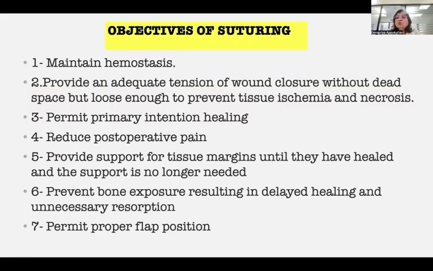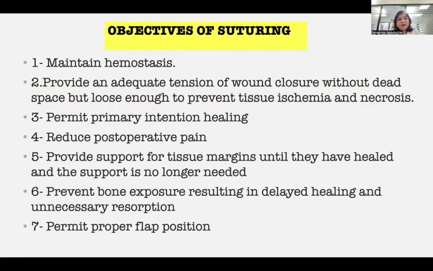The primary objective of suturing is to maintain hemostasis and to provide an adequate tension of wound closure without leaving any dead space, but the tension should be loose enough to prevent tissue ischemia and necrosis. The next objective of suturing is to permit primary intention healing. Then the objective is also to reduce post-operative pain.